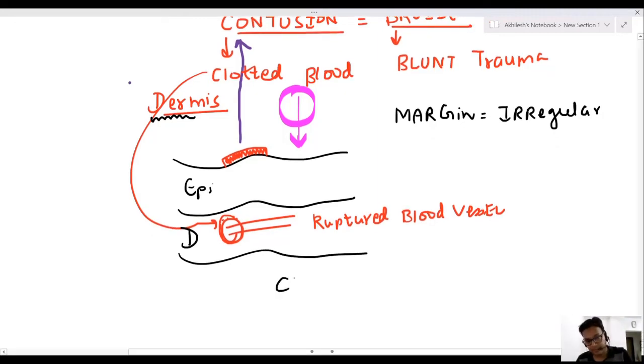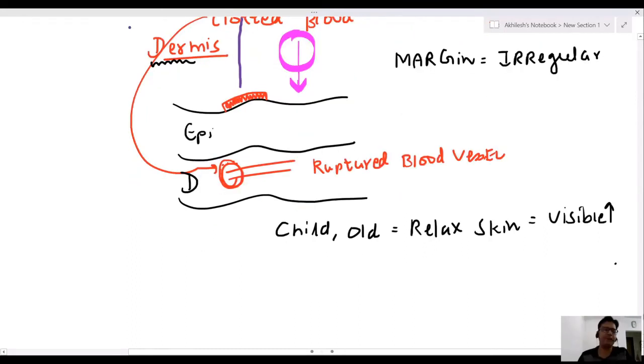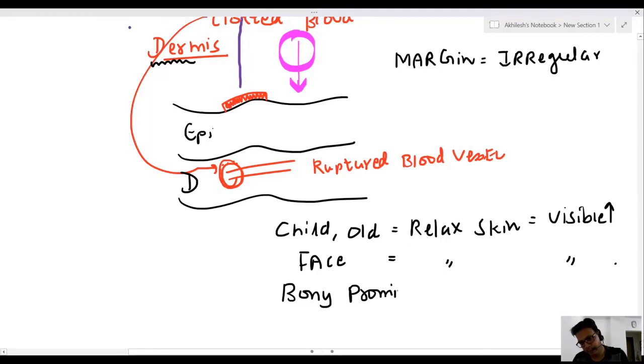Now, sir, in children and in old persons, we have relaxed skin. So bruises are very easily visible. Same thing in the face, relaxed skin, bruises are very easily visible. In bony prominences, we have thin skin. So again, bruises are very easily visible.